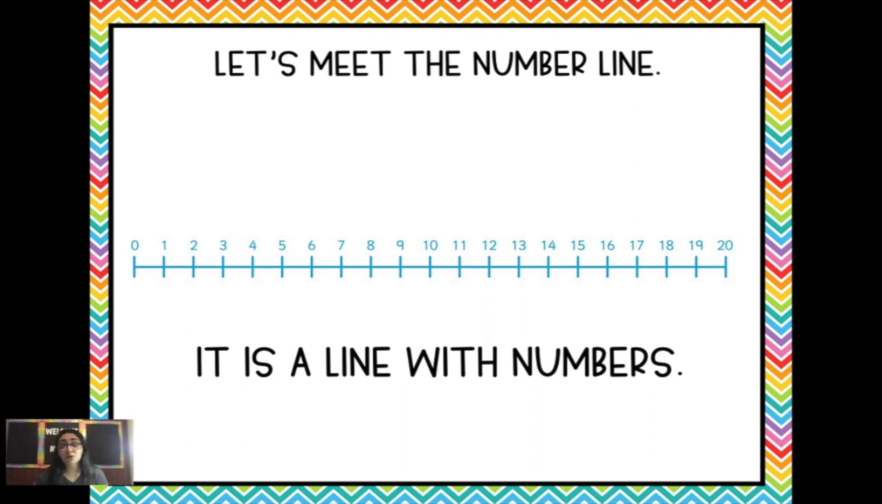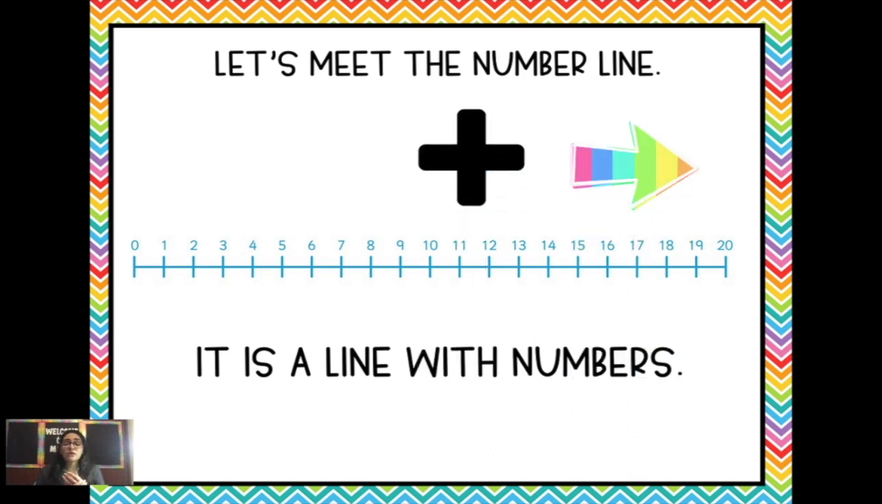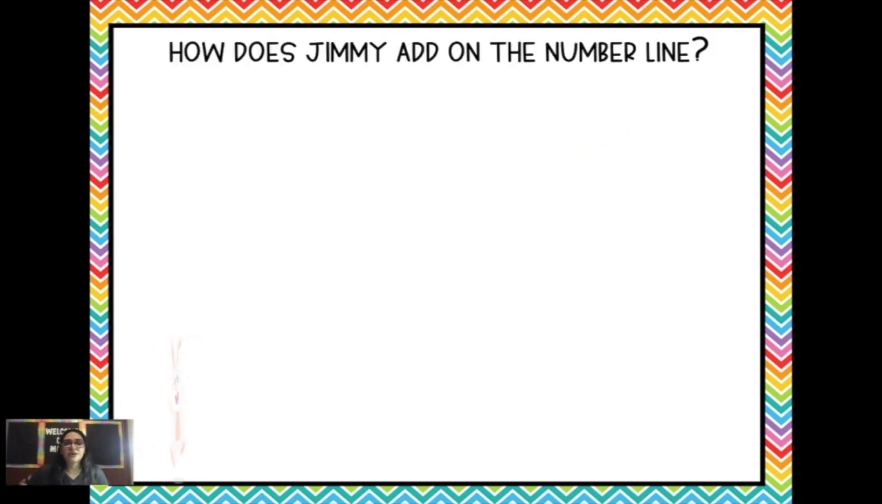Another thing that you need to learn in this topic is that we are adding. Adding means that we are putting together. And when we are using the number line, you need to remember that you jump to the right. Okay, when we are adding, we jump to the right. Remember that, okay? Very good.